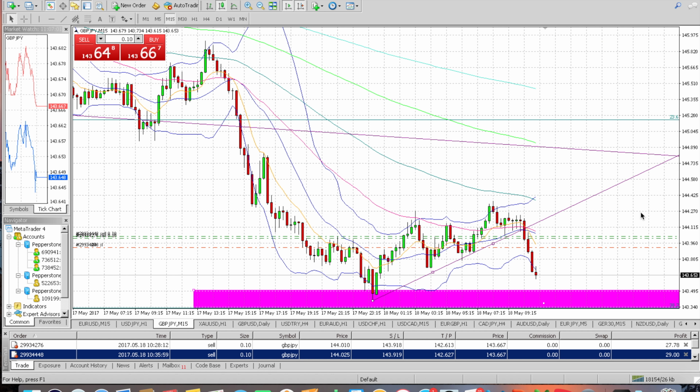A few minutes have gone. Let's see what price did. As you can see, it moved farther in our direction.